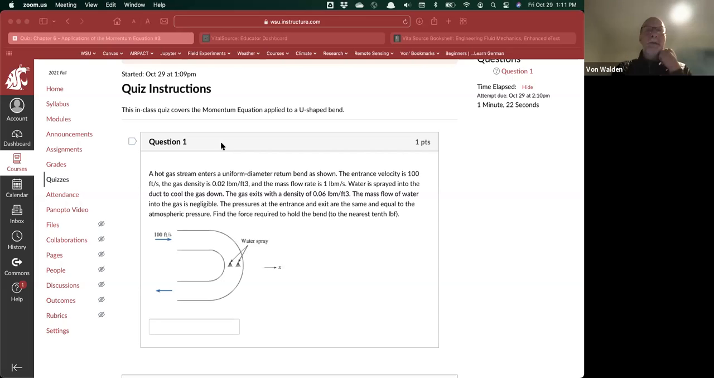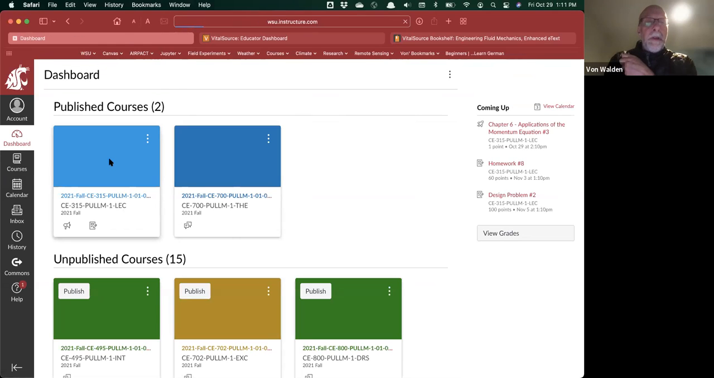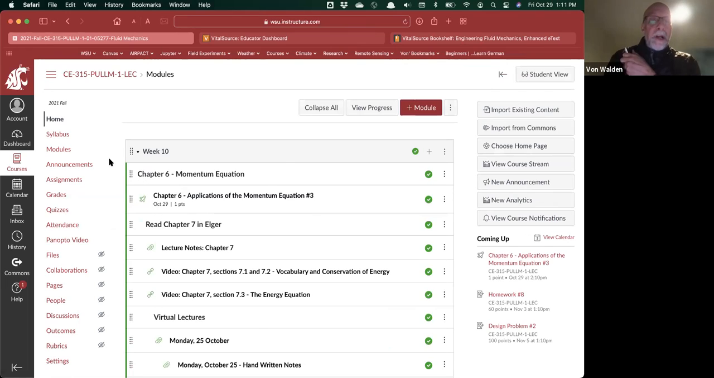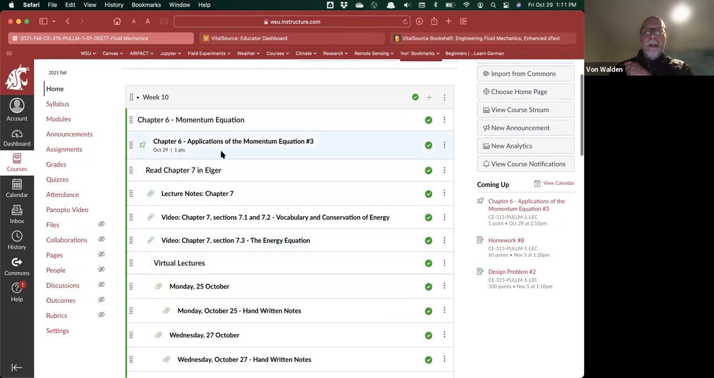So let me share my screen here. Yes, on my laptop first. There is a bunch of stuff out on the module for this week. And so let's just take this step by step. This is a quiz I'm going to go over. I've got one more question I want to do on the momentum equation, which we'll start with. Then we're going to move into chapter 7.